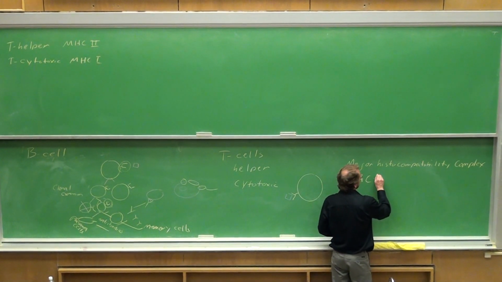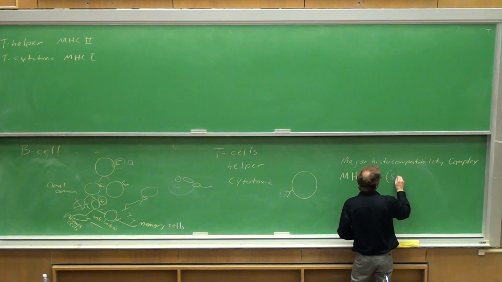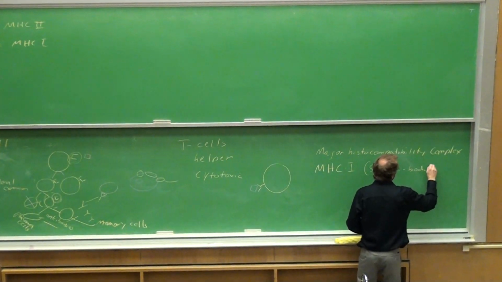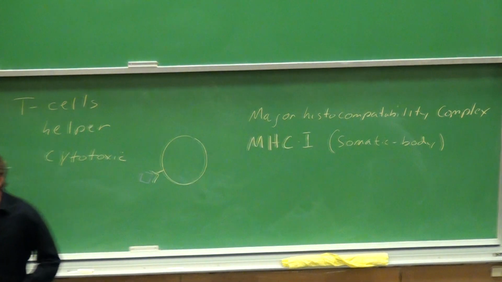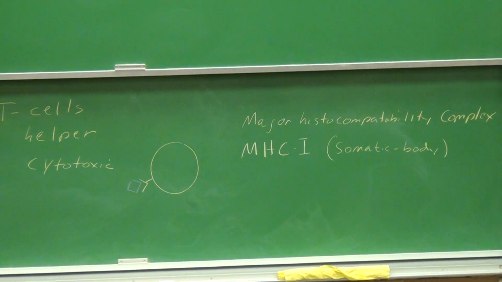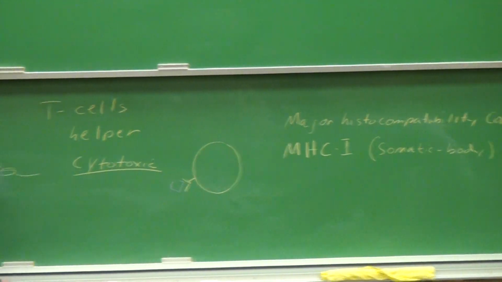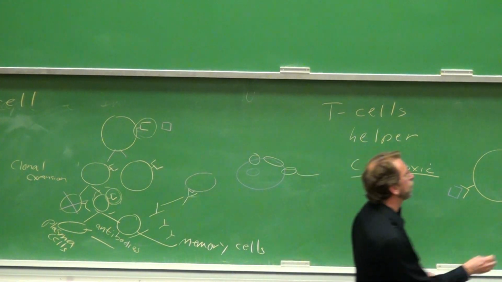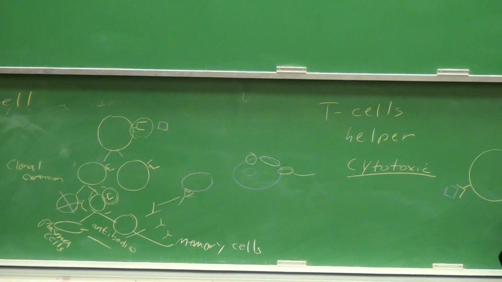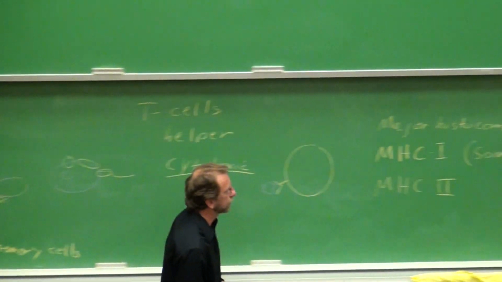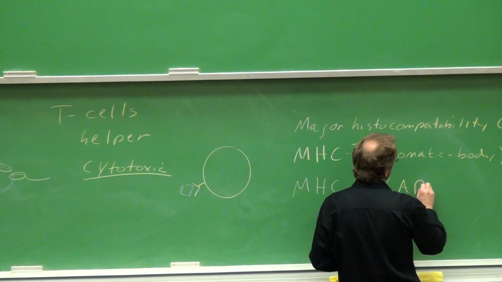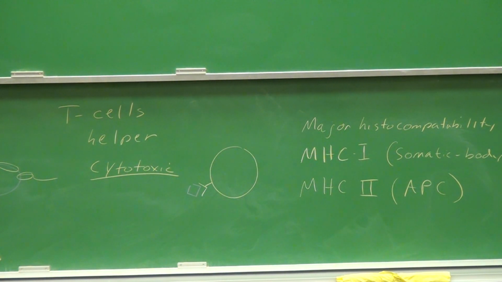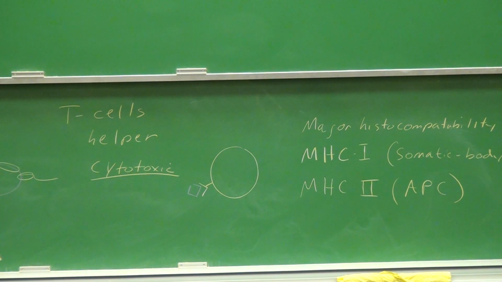MHC1 molecules you'll find on the surface of somatic cells. Somatic cells are body cells. And MHC1 molecules are recognized by cytotoxic T cells. Helper cells recognize MHC2 molecules, and these are found on antigen-presenting cells. So B cells, macrophages, and dendritic cells have MHC2 molecules.